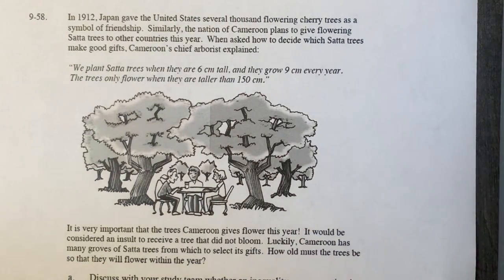Ooh, we're staying with the whole country theme here. In 1912, Japan gave the United States several thousand flowering cherry trees as a symbol of friendship. Similarly, the nation of Cameroon plans to give flowering sada trees to other countries this year. When asked how to decide which sada trees make good gifts, Cameroon's chief arborist explained, well, we plant sada trees when they're 6 centimeters tall, and they grow 9 centimeters every year. The trees only flower when they're taller than 150 centimeters.